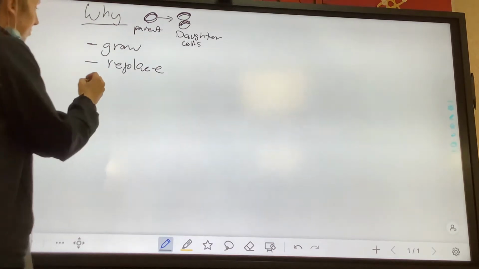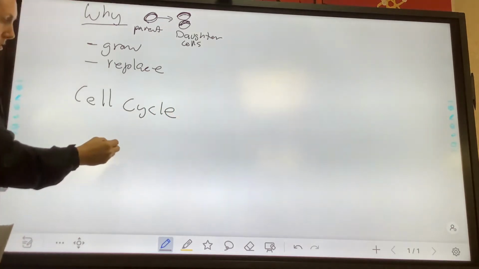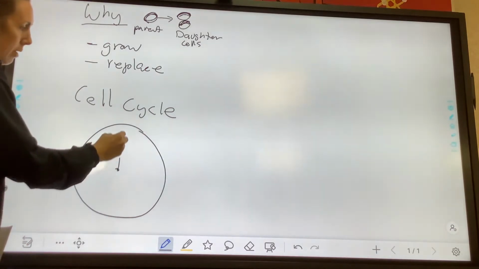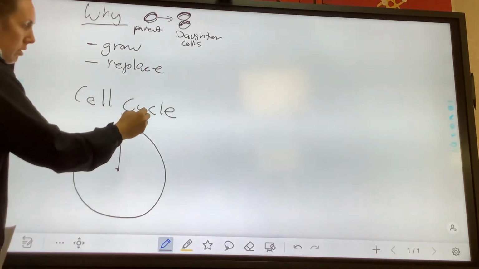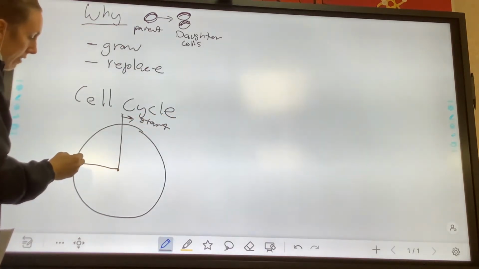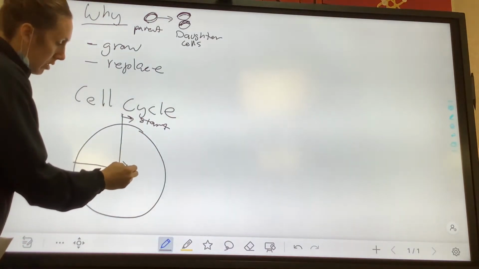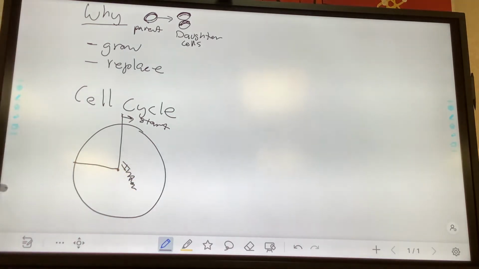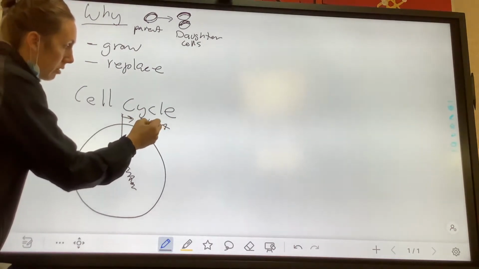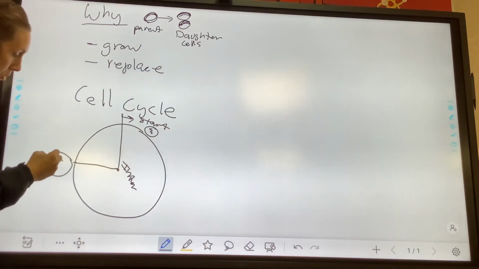Okay, now, the cell cycle looks like this, okay? If this was a stopwatch, and we had to start, 75-ish% of the time, they're in something called interphase. Okay, now, all interphase is prepping this cell here with its DNA into double the size with double the DNA.